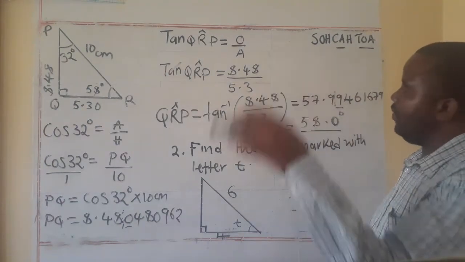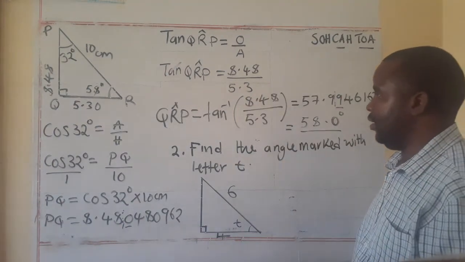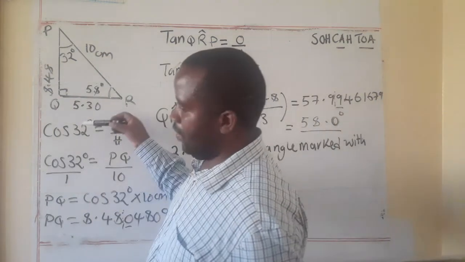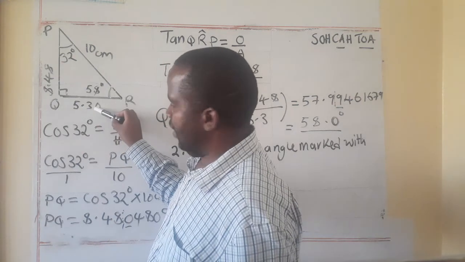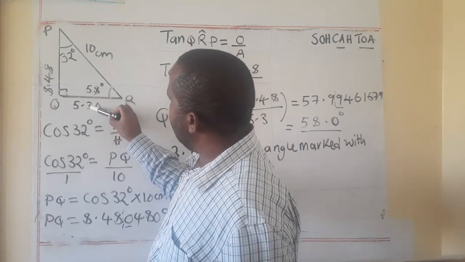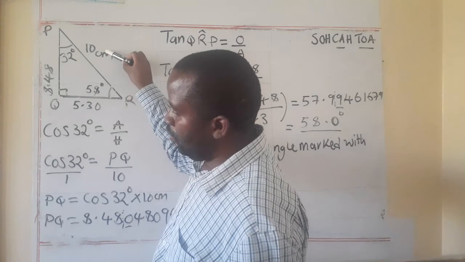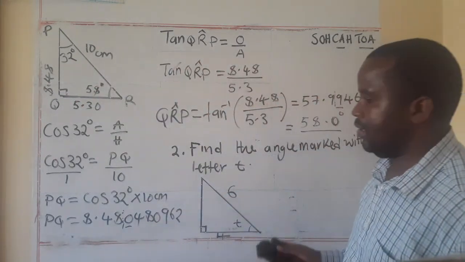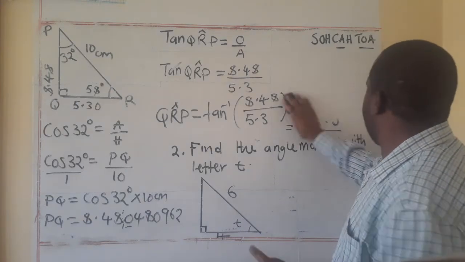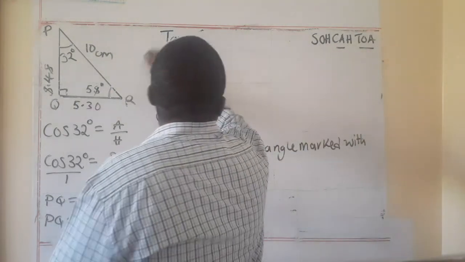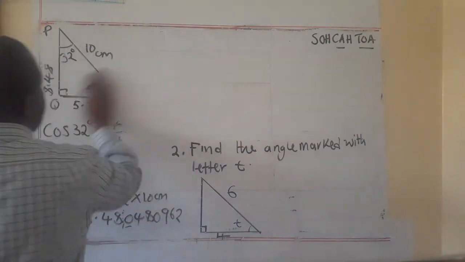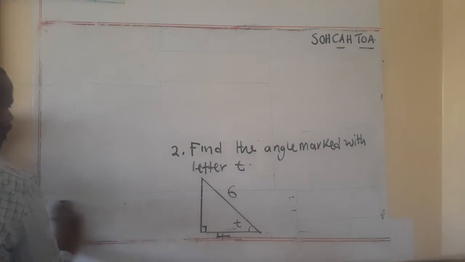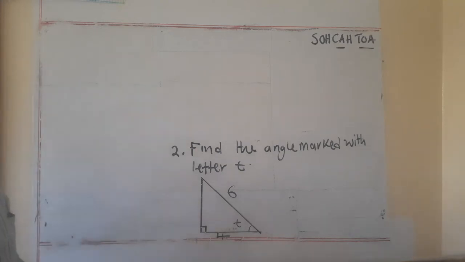So it means we have exhausted all those. But again, if you have two sides, like the 5.3 we had here, and this one, we can use Pythagoras theorem to get this one. I think in the next lesson we'll be dealing with those things. So we can deal with the second one.